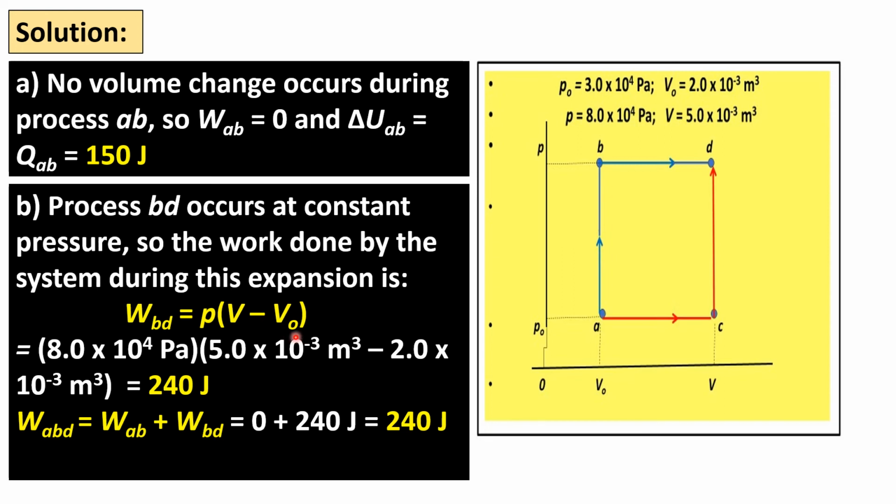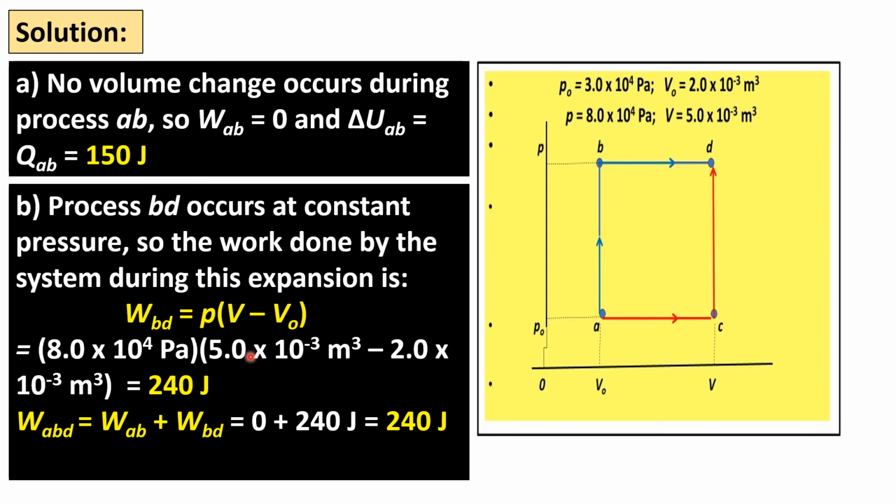All right, take note this is an isobaric process. So we use the value for the pressure that is constant, 8 times 10 to the 4th Pascal, multiplied by the change in the volume from V naught to V, okay? We are getting the difference, final V minus initial V, so we have 5 times 10 to the negative 3 meter cube minus 2 times 10 to the negative 3 meter cube, and we get this amount of work done for the isobaric process equal to 240 joules, okay?